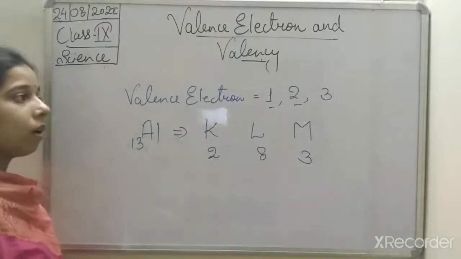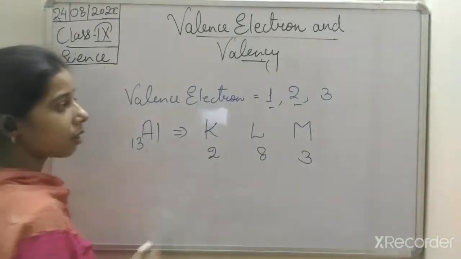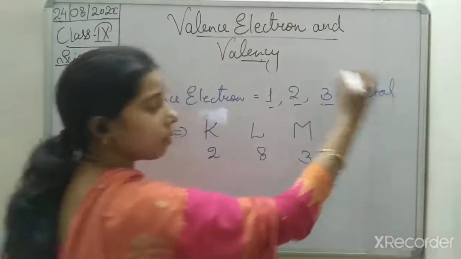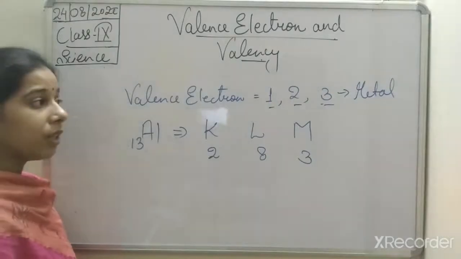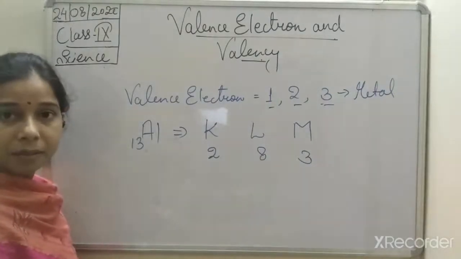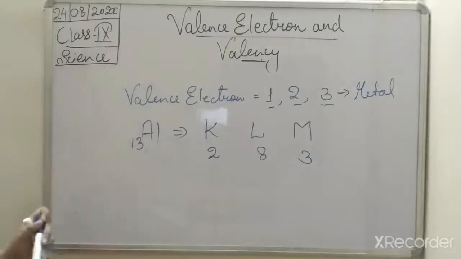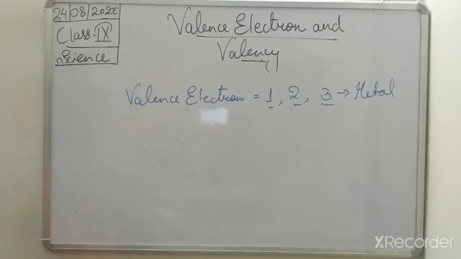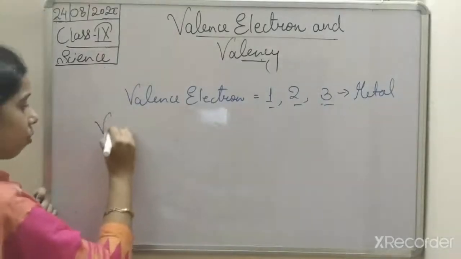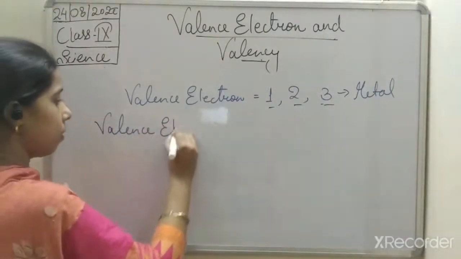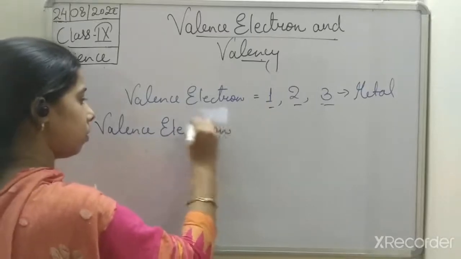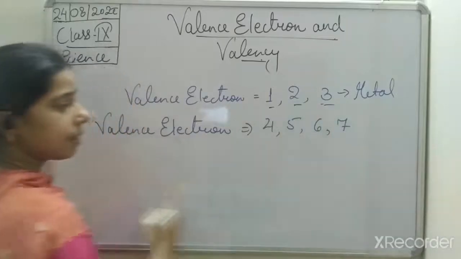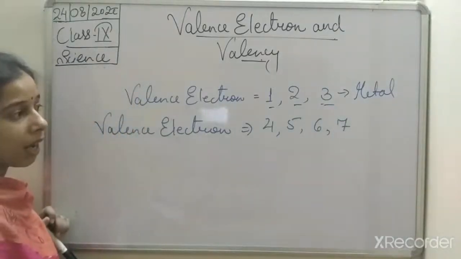So all the atoms in which the valence electron is 1, 2 or 3, we consider them as metals. Okay, so these are the metals. Now, if you talk about 4, 5, 6 and 7, so if the valence electron is 4, 5, 6 and 7.